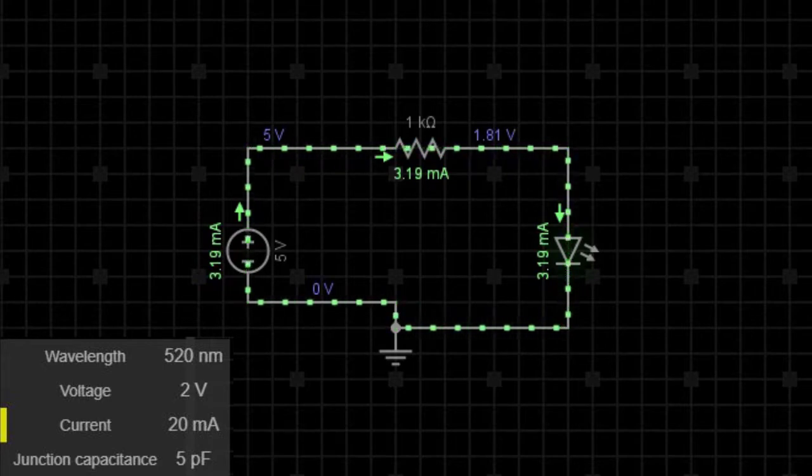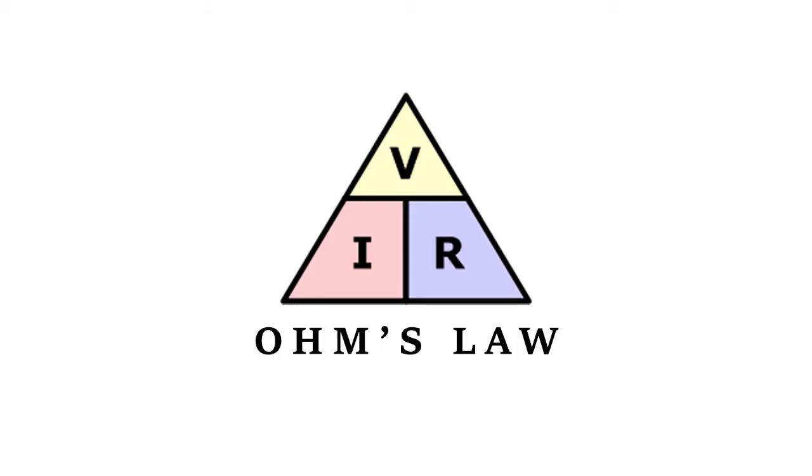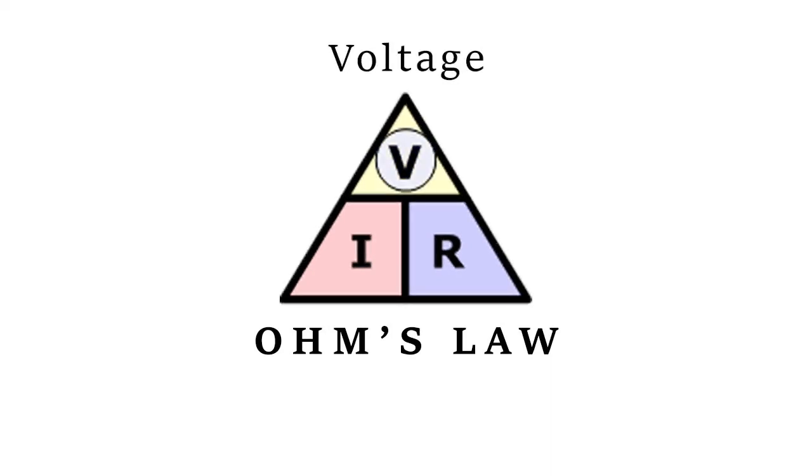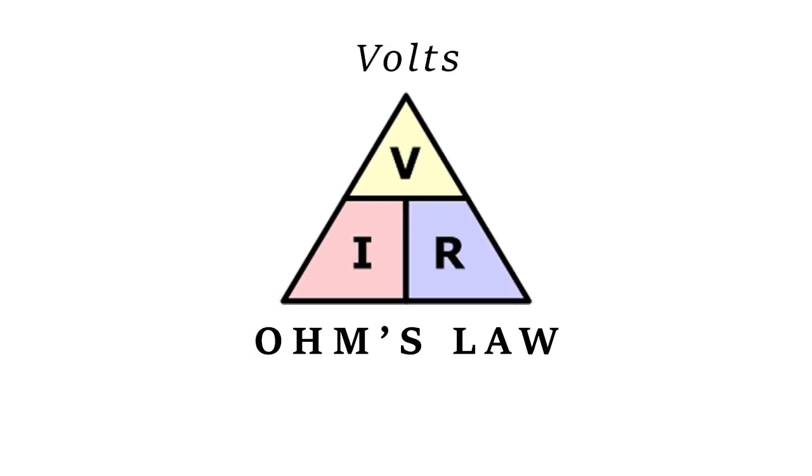It's only getting 1.81 volts and 3.19 milliamps, so what we need to do is calculate the resistance that we need to introduce to the circuit to meet the conditions that this LED lights up at 2 volts and 20 milliamps. So this is where we start to use Ohm's law. We've got V, I, R, where V is voltage, I is current, and R is resistance. The unit for voltage is volts, the unit for current is amps, and the unit for resistance is ohms.